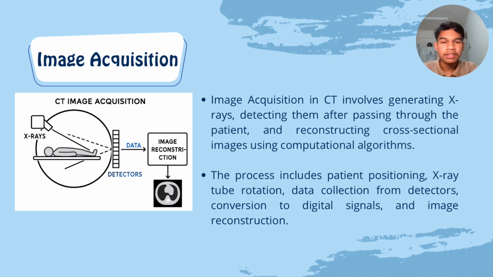Image acquisition in CT involves generating X-rays, detecting them after passing through the patient, and reconstructing cross-sectional images using computational algorithms. This process includes patient positioning, X-ray tube rotation, data collection from detectors, conversion to digital signal, and image reconstruction. In this figure, you can see how the process of image acquisition goes from generating X-rays until the image display.